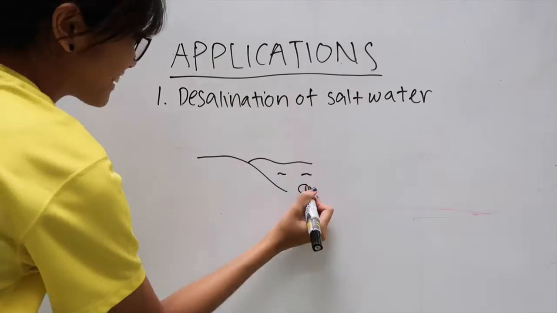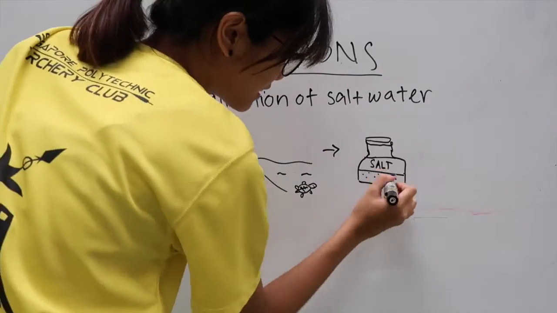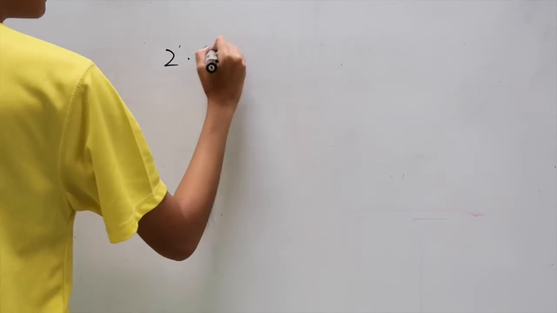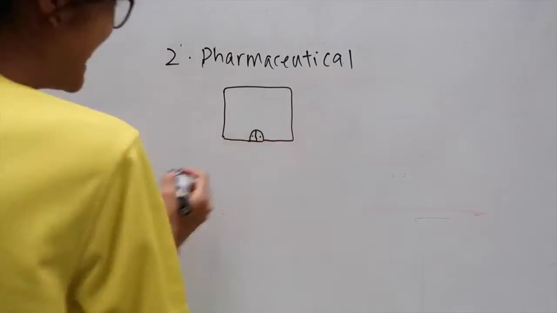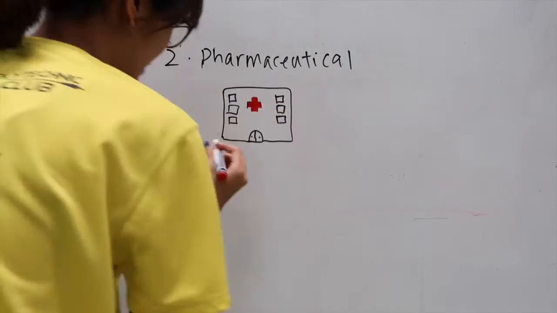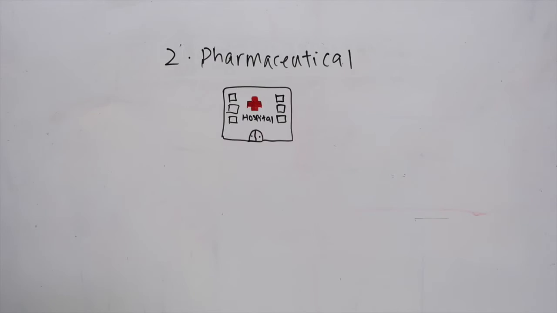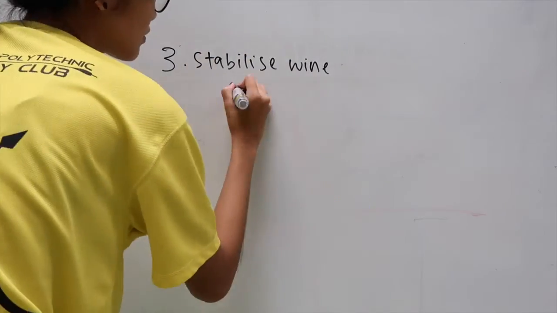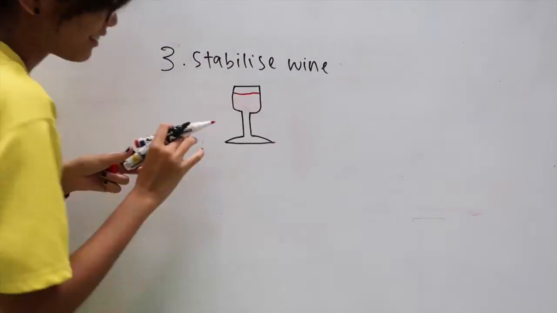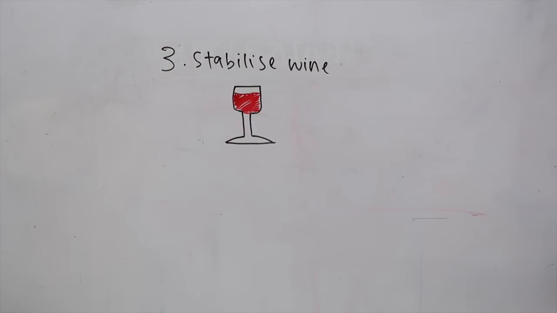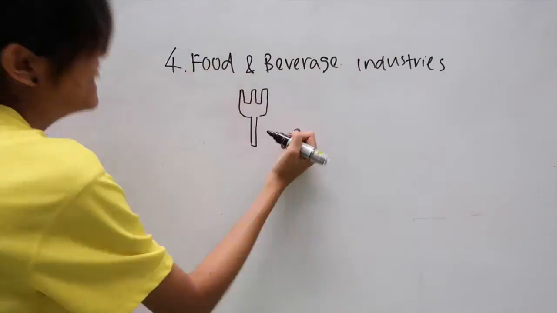It may not seem like it, but electrodialysis is used in our everyday world. The first application is the desalination of salt water. Next, it can be used in the removal of salt and acids in pharmaceutical solutions. It can also be used for the stabilization of wine. Lastly, it can be used for food processing.